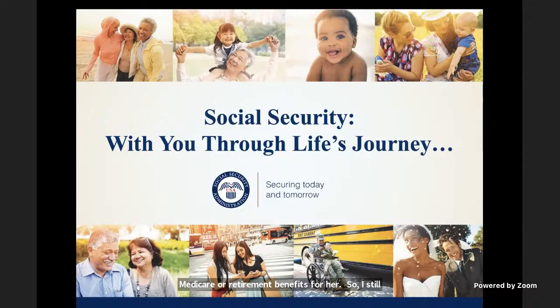If she's disabled, she still should talk to us, because she's probably earning less than that $1,550 a month. Usually when they're paying for somebody to care for their child or another member of their family, it's very minimal. So definitely I would still have her call the office and set up an appointment or file online. They'll reach out to her.